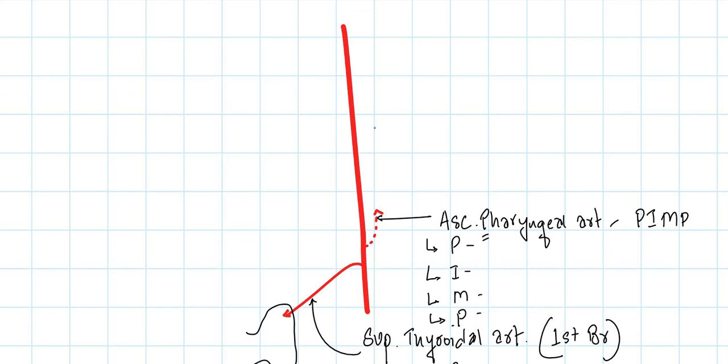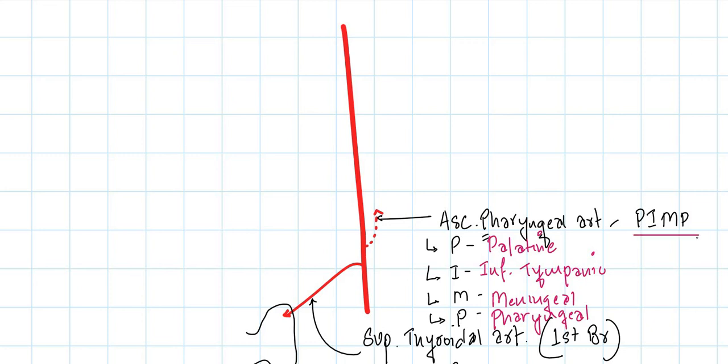So let me write it down in a different color. P for palatine branches. I stands for inferior tympanic. Whenever you're talking about the tympanic, that means we are talking about the ear. M is for the meningeal branch, which is given to the meninges, and P for pharyngeal branch. So these are the different branches of ascending pharyngeal. You can remember this by the word PIMP.